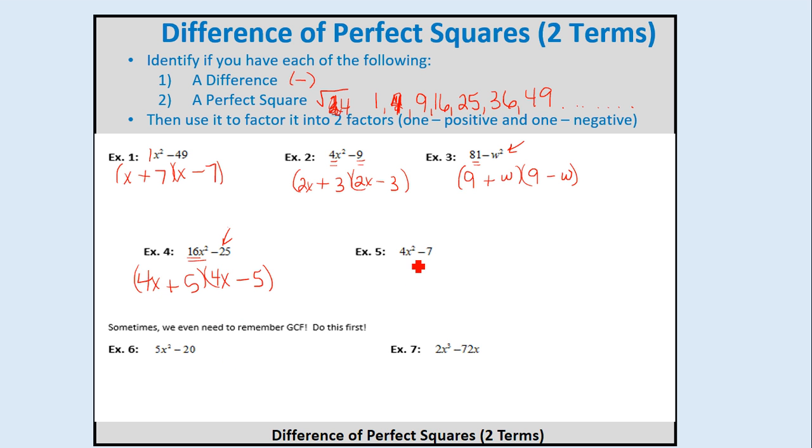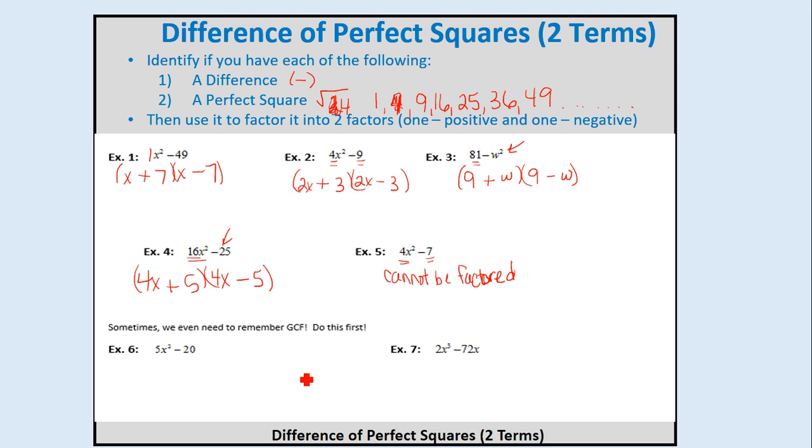And let's look at example 5. Do I see the difference? Yes. Do I see perfect squares? 4 is a perfect square. What about 7? 7 is not a perfect square number. So this one right here cannot be factored. So just because it's got two terms and you have a minus sign in there doesn't mean everything in the world can be factored. That's an OR, by the way. So we need to be careful that we're watching for this pattern.